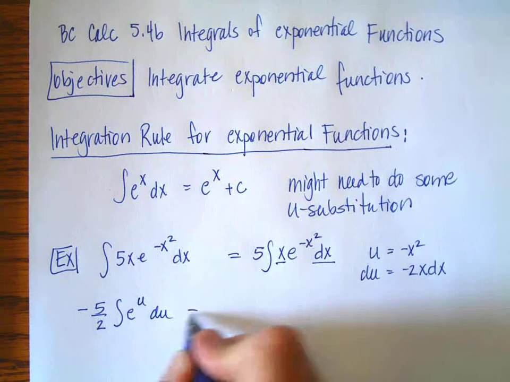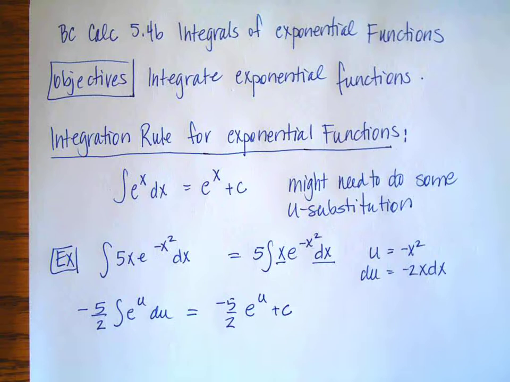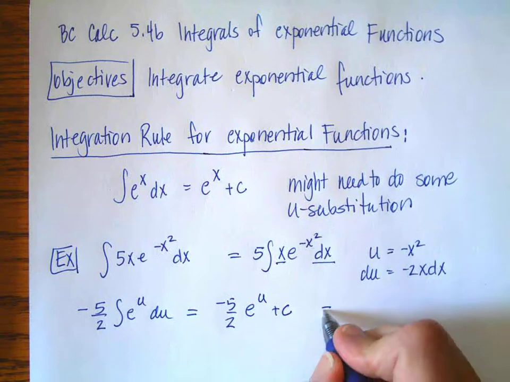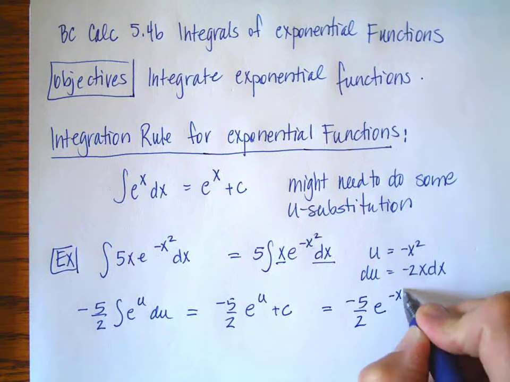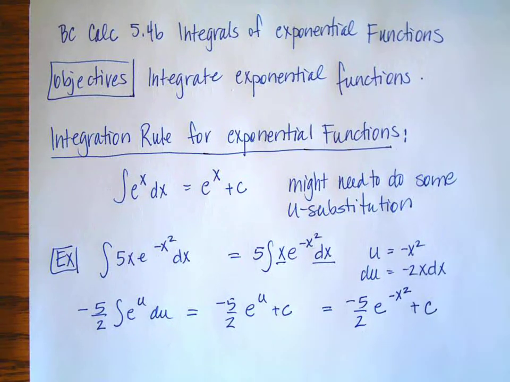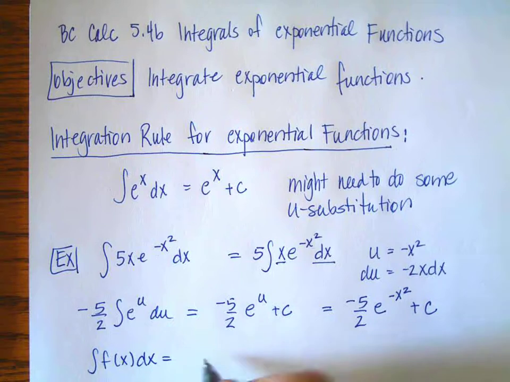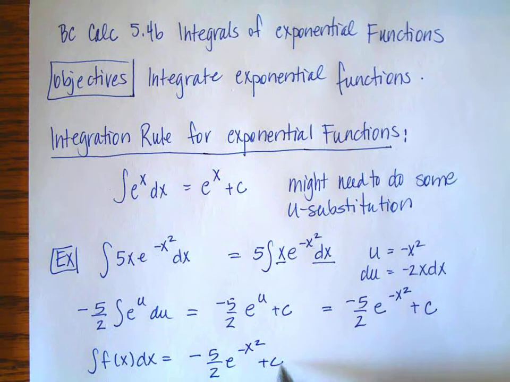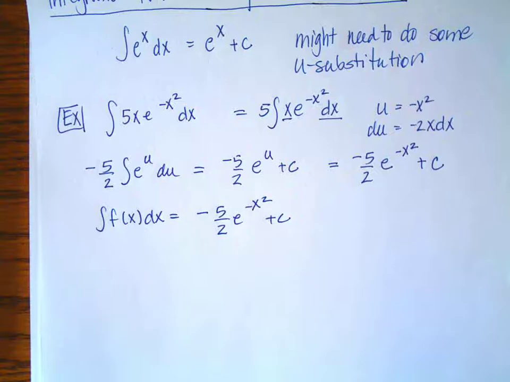du. Well, the integral is just, here's the negative 5/2, it's going to be e to the u plus c. I substitute my u back in, and I'm going to get a negative 5/2 e to the negative x squared plus c. And then I would write my statement at the end. So the integral of f of x dx is going to equal negative 5/2 e to the negative x squared plus c. Remember that when you're doing u substitution, you don't want to leave your u in your final answer.